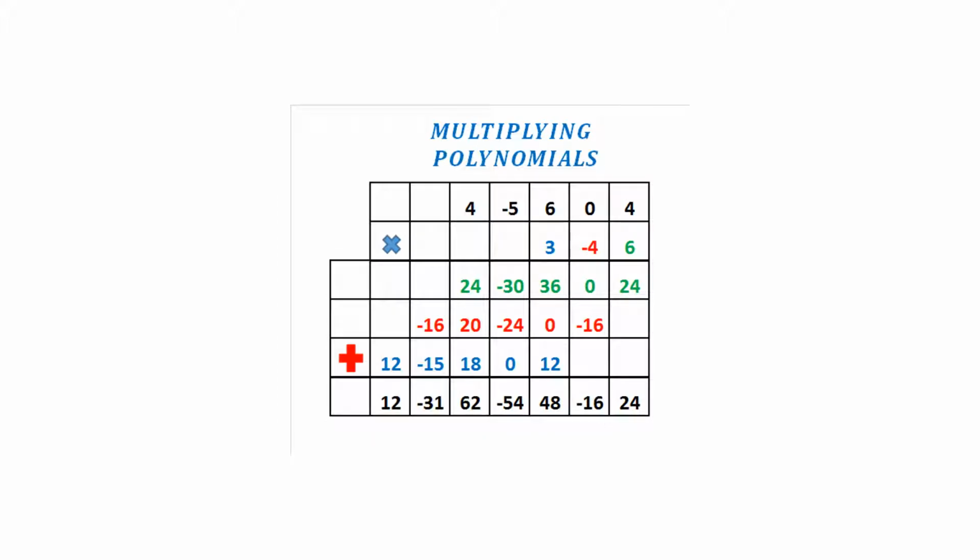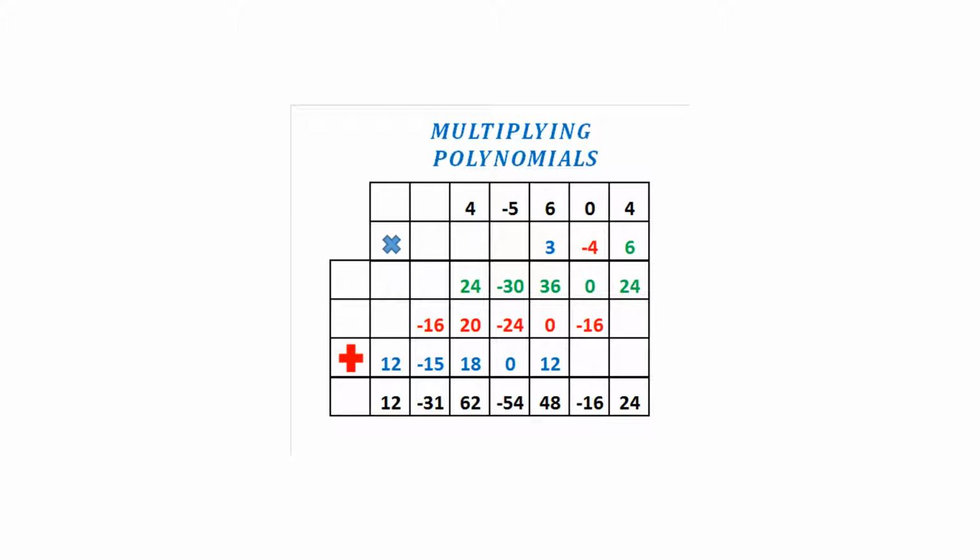Multiplying polynomials. Now, the top one, starting on the right: 4, 0, 6, negative 5, 4. We say 4, that's the number, then x, x squared, x cubed, x to the 4th. So it's a 4th degree polynomial times 3, negative 4, 6. That's a 2nd degree polynomial. It really doesn't matter what the lengths are because it's all quite simple.